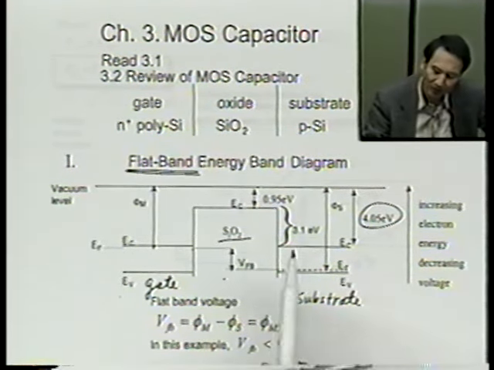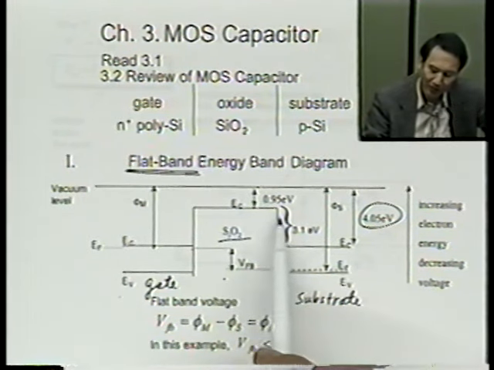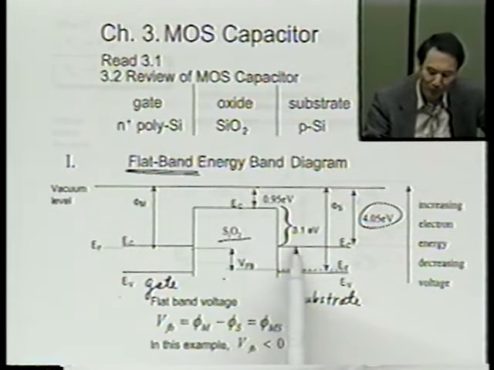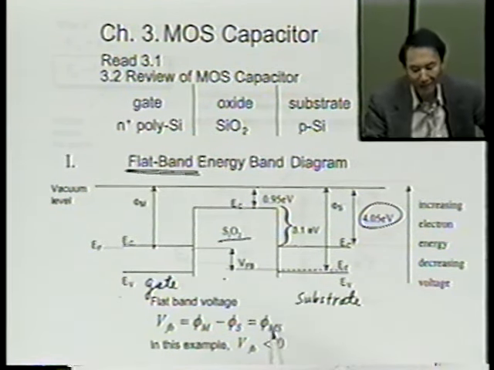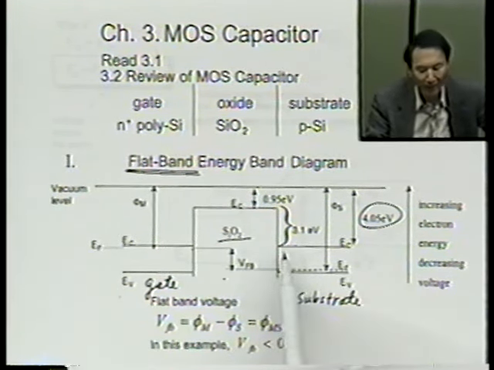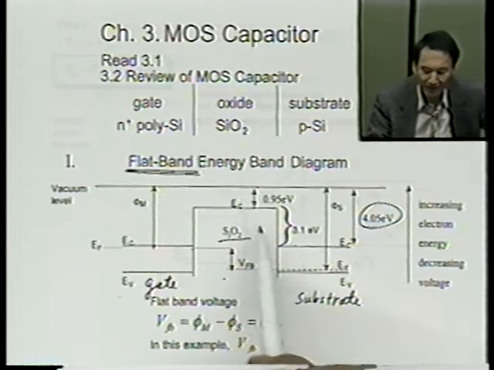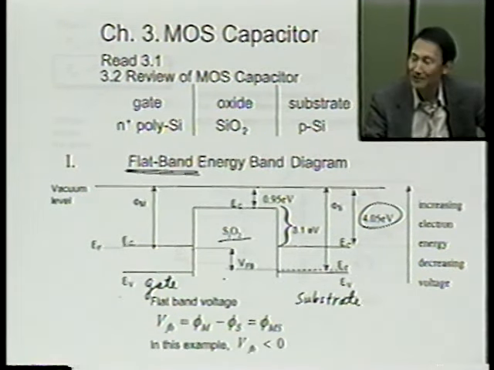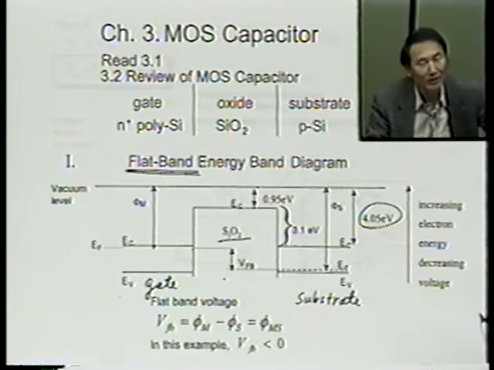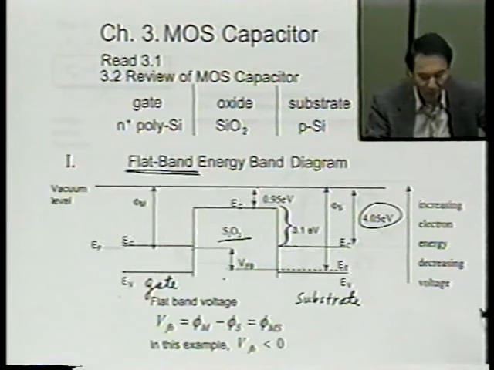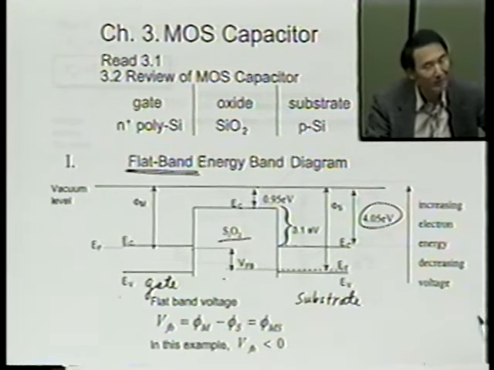As a result, the conduction band edges of SiO2 and silicon are offset by about 3.1 eV. This is often called the barrier height at the silicon dioxide interface. The conduction bands are offset by this 3.1 eV. It's the barrier height for the electrons. For the holes, there's a separate barrier height.